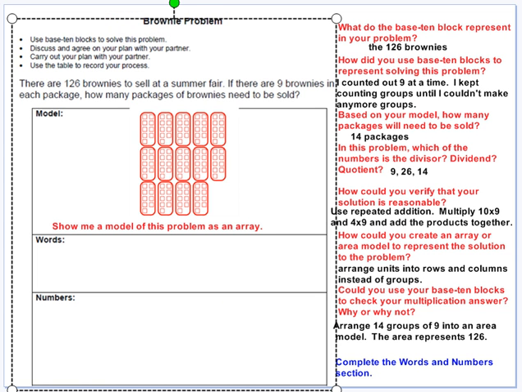And just before we go, I would like to show you what your picture model should look like of the brownie problem. So this is how you can show. We've divided the 126 brownies into their 9 groups, which gives us 1, 2, 3, 4, 5, 6, 7, 8, 9, 10, 11, 12, 13, 14 groups of brownies. Then you should be able to do this in words and in numbers, okay?